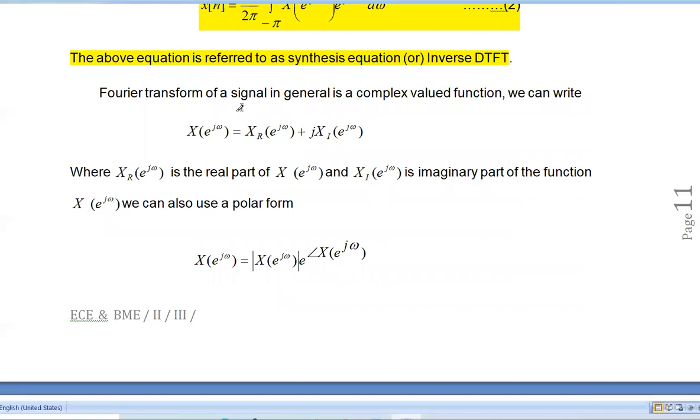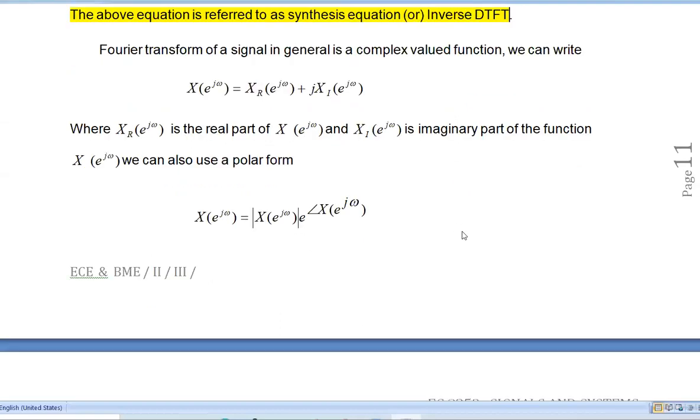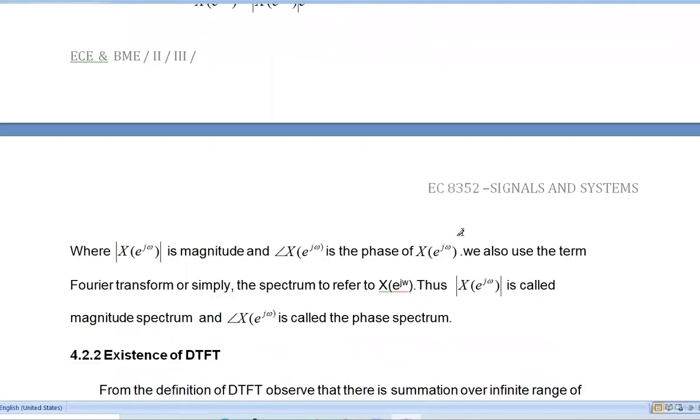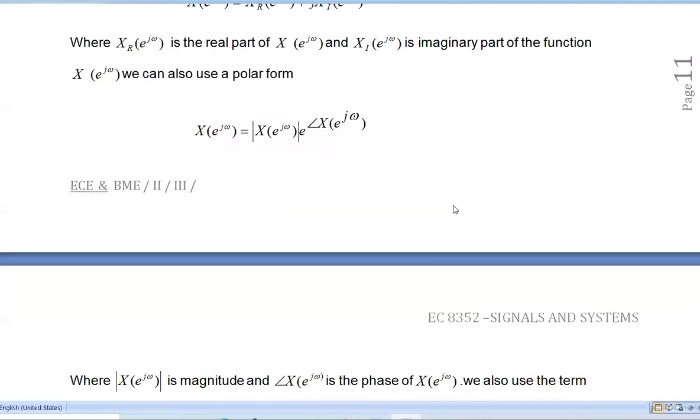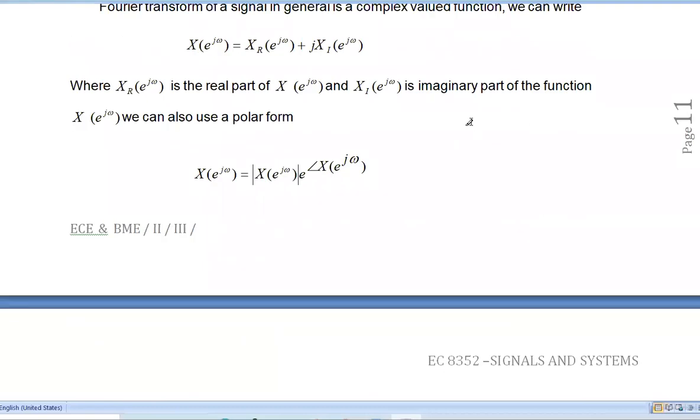The real part we indicate as x r of e power j omega, R means real, and plus j into x I, I means the imaginary part. So x of e power j omega is a complex valued function. From this x of e power j omega, we have to obtain the spectrum. What is meant by spectrum? The spectrum consists of two spectrums: one is the amplitude spectrum, another one is the phase spectrum.